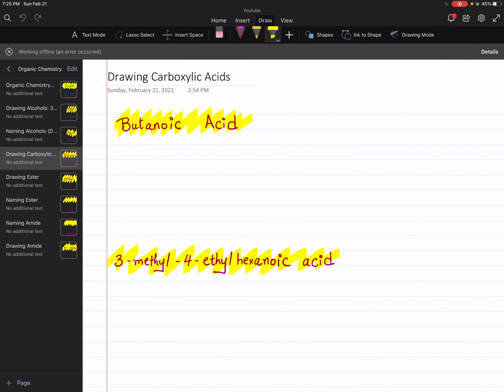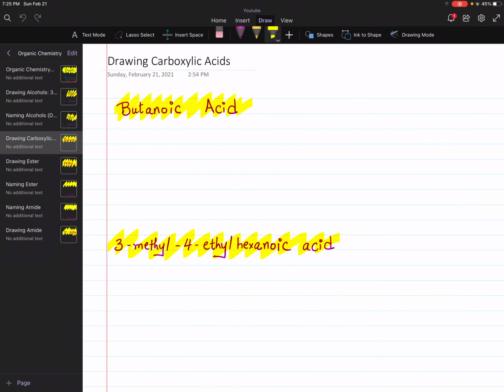Today I have a video for you on how to draw a carboxylic acid. I have two examples here. The first one I have is butanoic acid. I'll take you through the steps of how to draw butanoic acid, the structural diagram, and then the second one I have is another carboxylic acid, which is 3-methyl 4-ethyl hexanoic acid. And I'm going to show you how to draw that compound as well, which will have a few branches on top of the carboxylic acid.